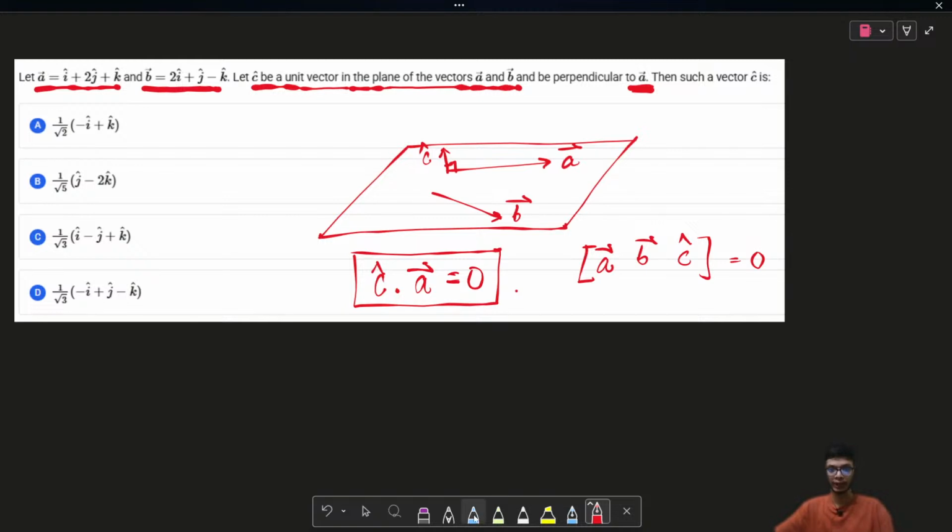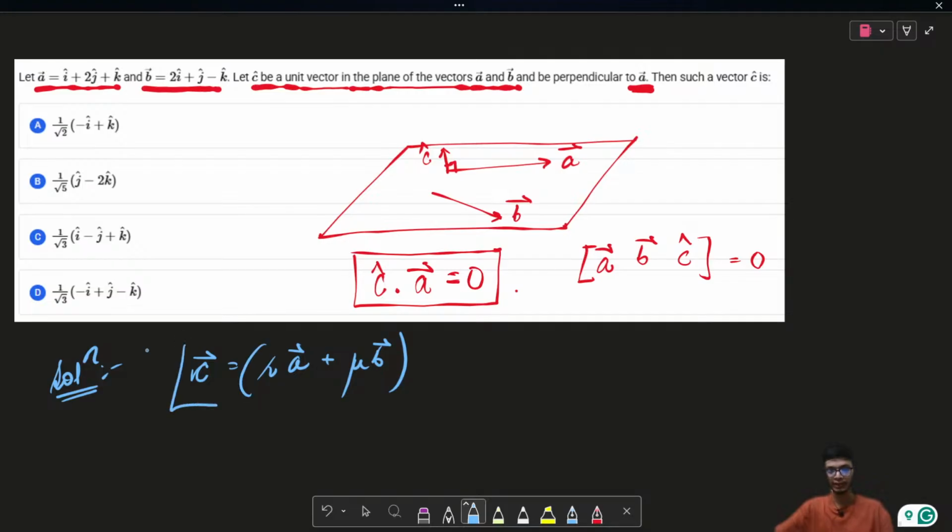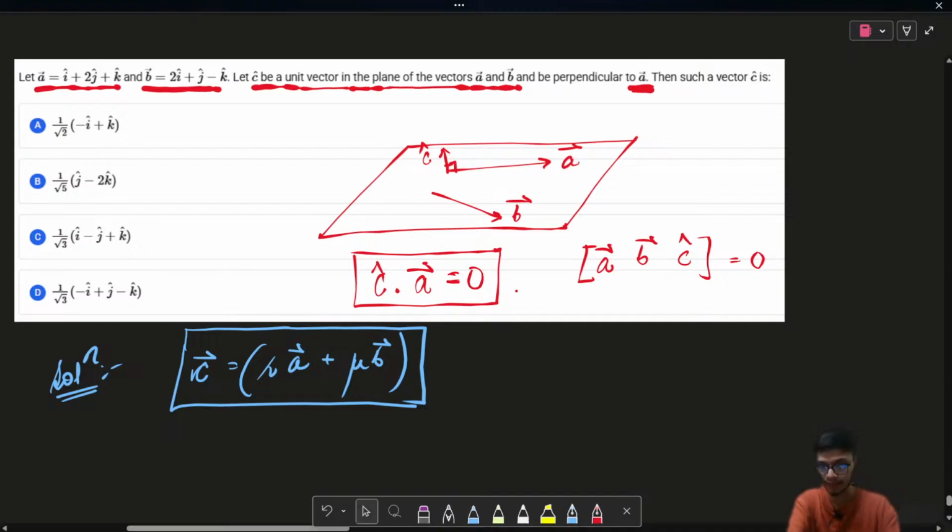Now from this, if we try to solve this problem, we have studied in the basics of vector algebra that whenever three vectors are coplanar, the third vector can be written as a linear combination of the first and the second vector. Like this, since c vector is coplanar with a vector and b vector, I can write c vector as a linear combination of a vector and b vector as follows. This is very simple and obvious. I hope this is clear.